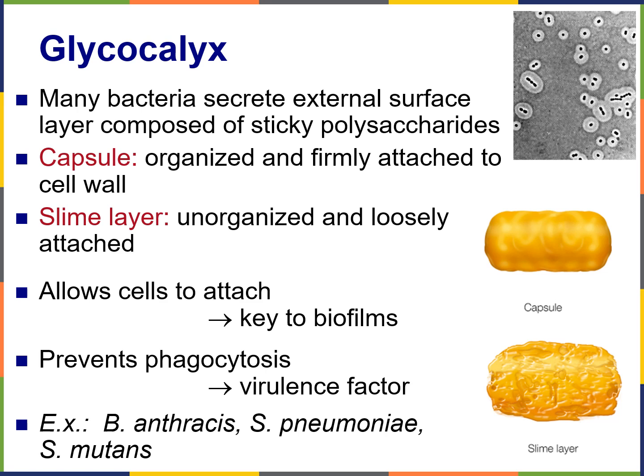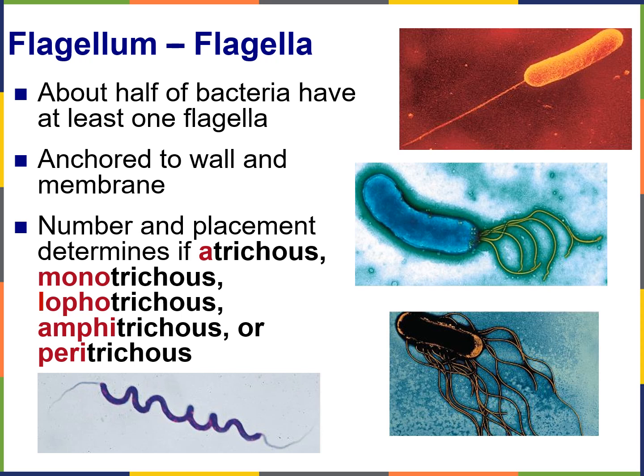All right, moving on. Now let's talk about flagella. Roughly half of bacteria cells have at least one flagella. You may remember that flagella are used for locomotion. They help the bacteria move or swim through the environment that they're in. A lot of students tend to think that bacteria just sit still all the time. That is not the case. Most bacteria move. They are swimmers. They are able to move very, very well.